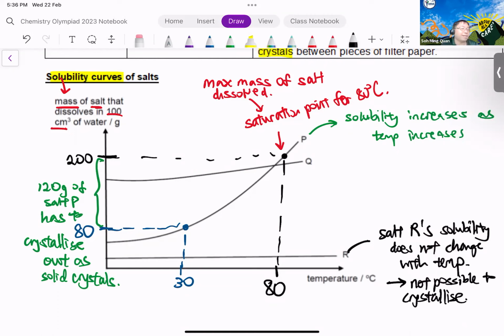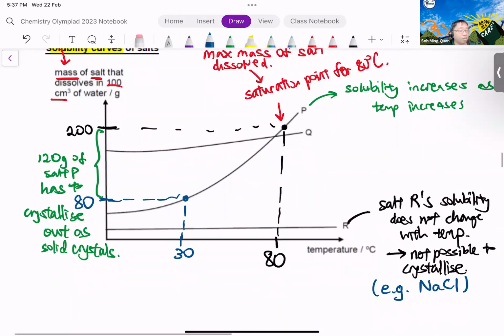Okay, so what is an example of this salt? How come this salt is so special? This salt cannot crystallize. A good example is sodium chloride, which is a salt that you commonly eat. Sodium chloride solubility doesn't really change with temperature. And as a result, it's not really possible to crystallize. Now, besides sodium chloride, what other salts demonstrate this? Insoluble salts as well. So my pure chem students, you should know barium sulfate is insoluble, so it will also be impossible to crystallize.